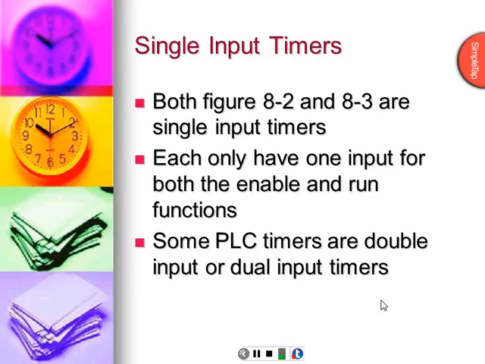8.2 and 8.3, the two diagrams we just looked at, are single input timers. They have one input that turns the timer on and starts the timing at the same time. So it's not like I have to give it power and then turn it on. You understand? It can all be done at one time. There are some that are called double input timers. And double input timers have one input for enable, which puts power to it, and then one for run the function.